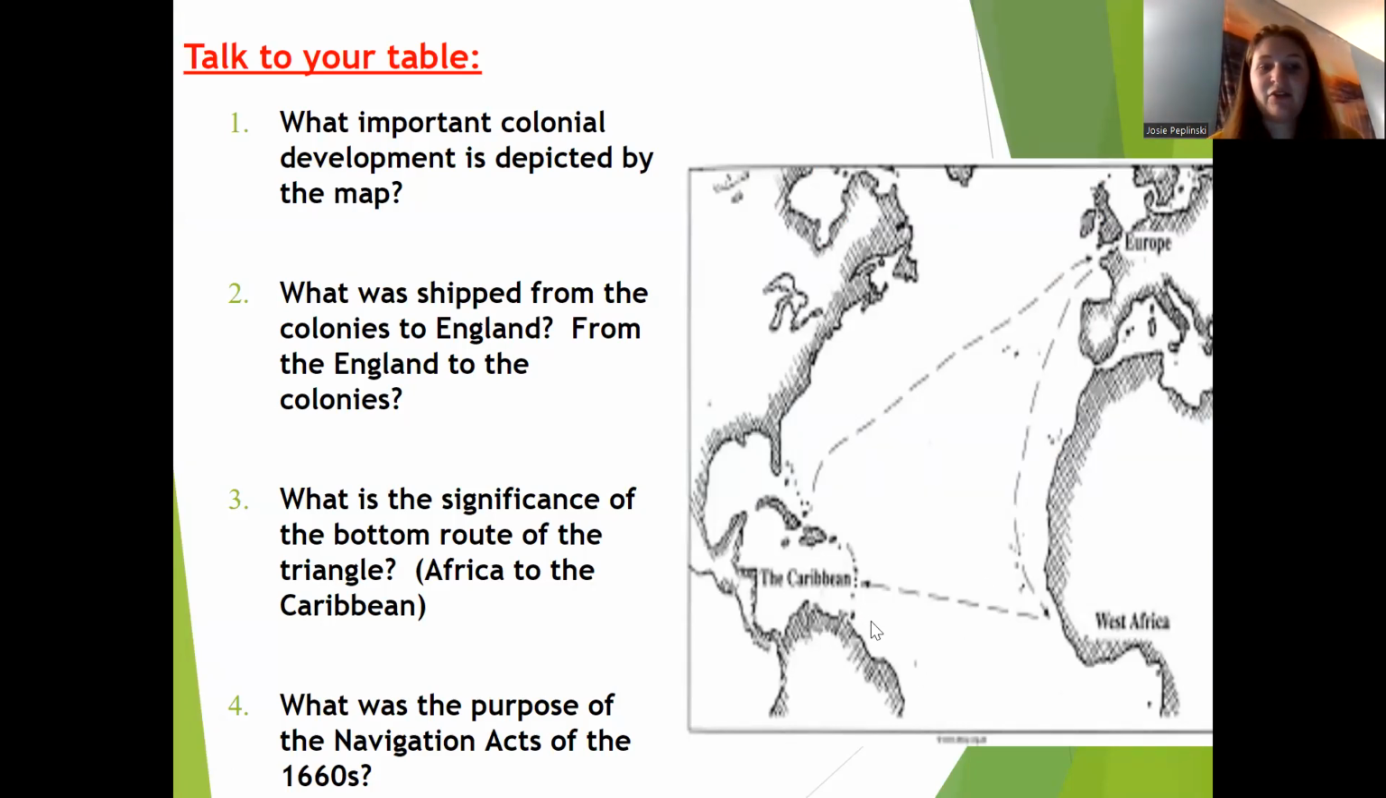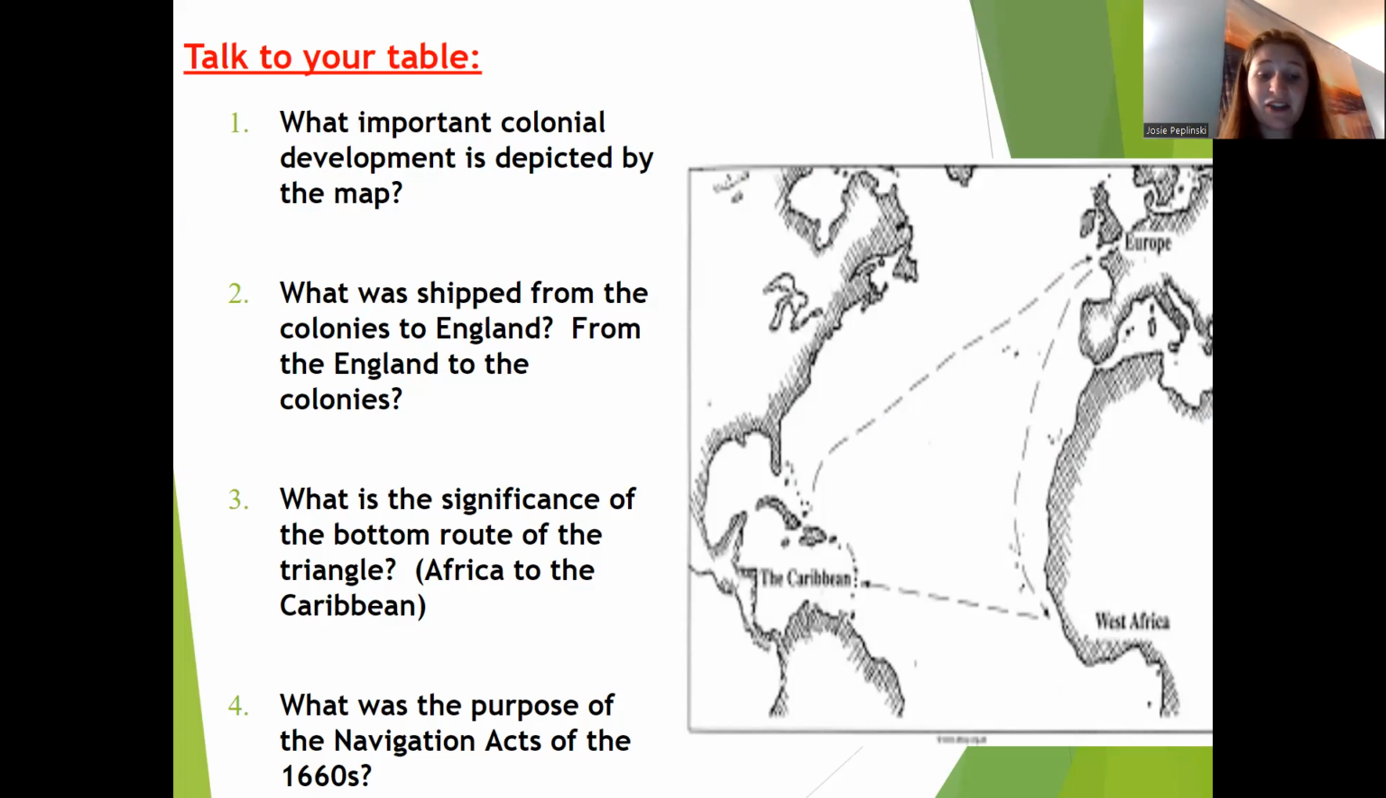What's the significance of the bottom row of the triangle, Africa to the Caribbean? This is the slave trade, or the Middle Passage is the title of the journey that enslaved African people are taking from Africa to the colonies. It's called the Middle Passage, referring to the terrible tragedies that the people are facing on this ship. Many people are dying from disease, maltreatment, poor living conditions for the months or the weeks that they are sailing on these ships.